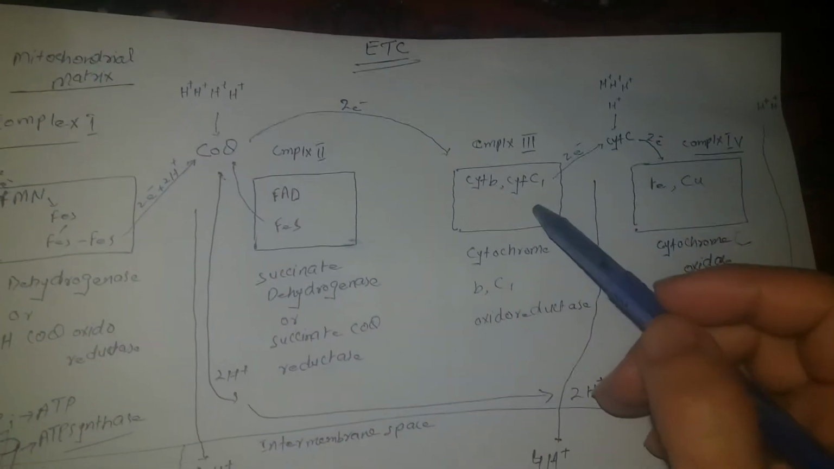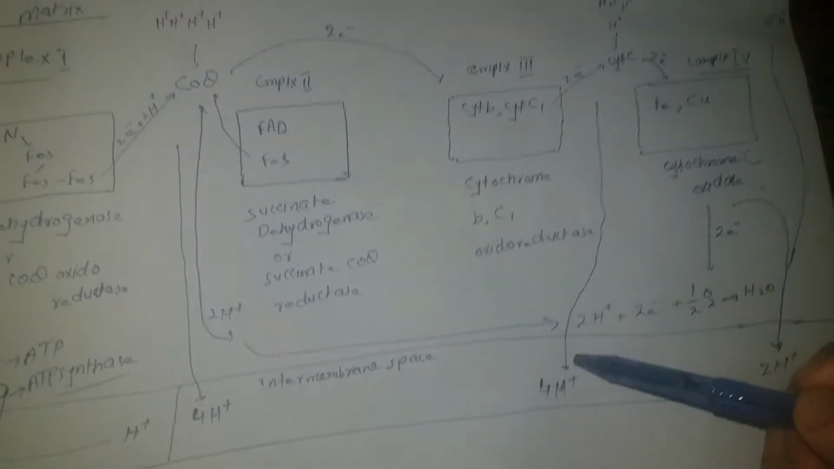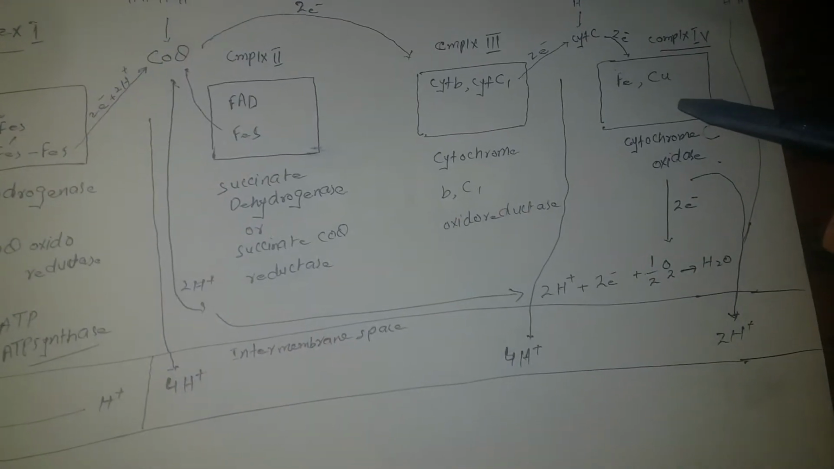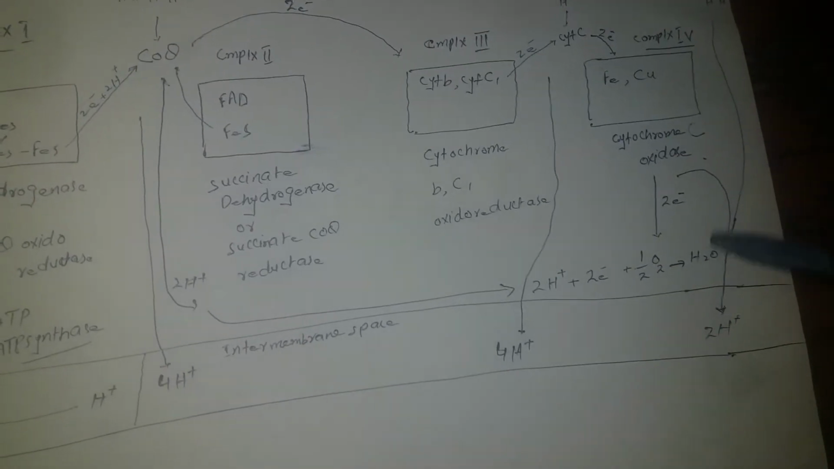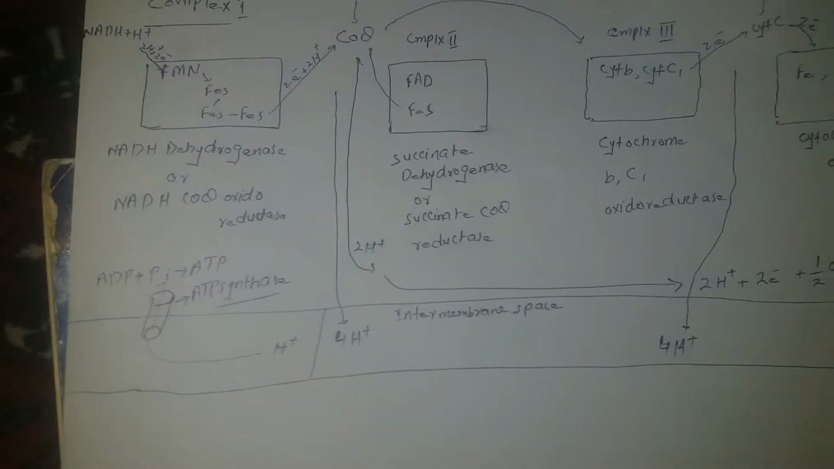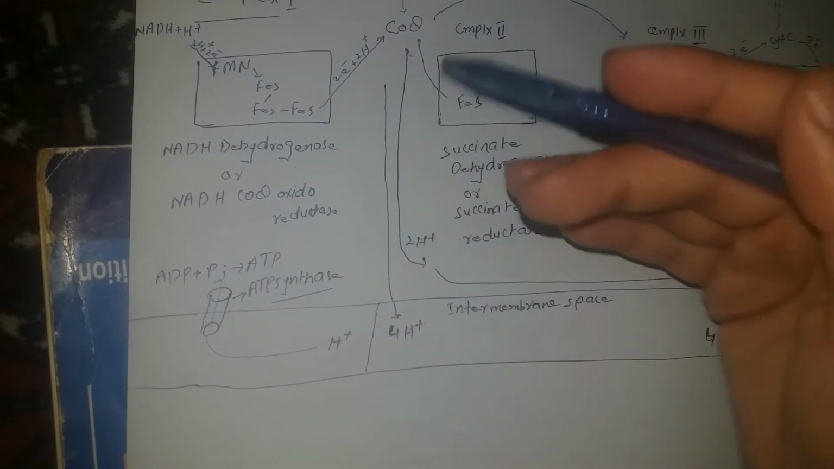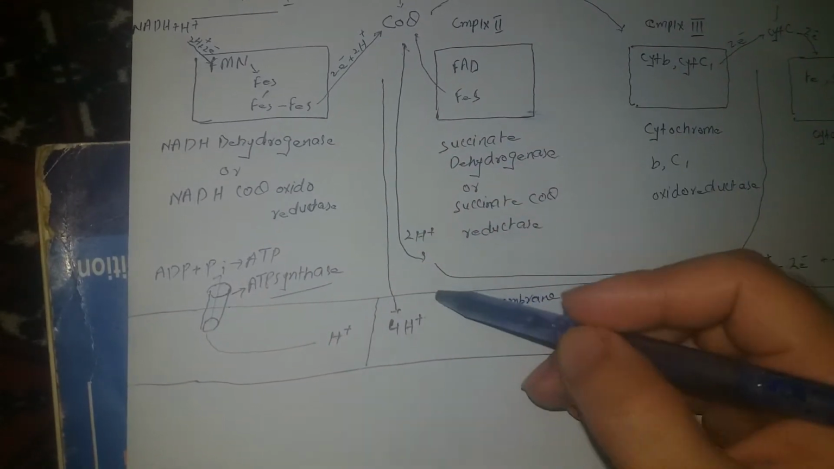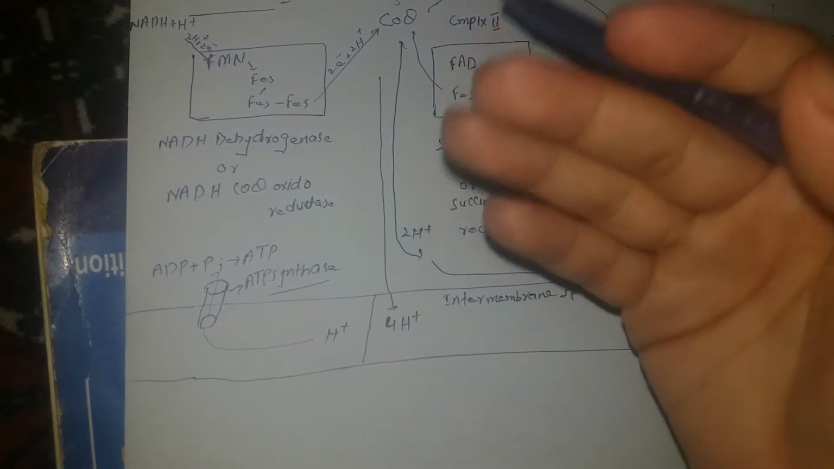When electrons are given from complex 3 to complex 4, again four protons will be pumped into the intermembrane space. And when electrons are given from complex 4 to oxygen, again energy is released that will pump two protons into the intermembrane space. These protons will try to enter the mitochondrial matrix again, but the inner membrane is impermeable, so they cannot enter by passive diffusion.